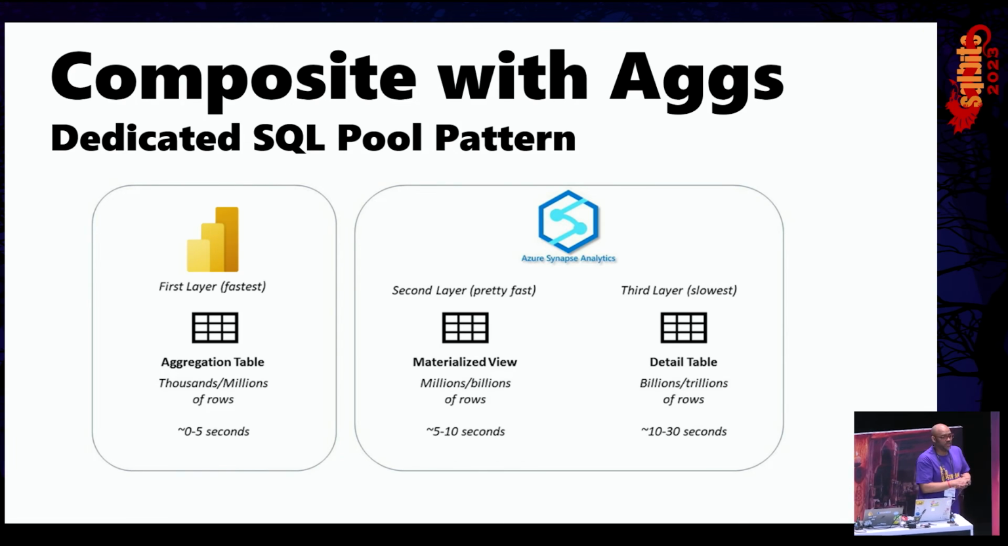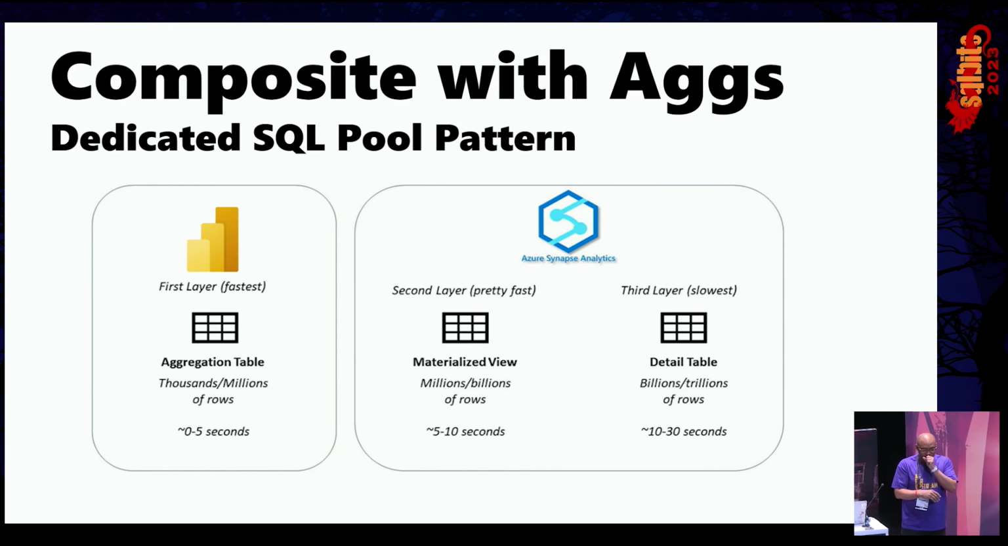So when you're working with a dedicated SQL pool, Adam, I think you talked about this already. This is the layering concept. This works with a dedicated SQL pool because I can add those materialized views that we created. They're really good if you have that 5 to 10 second SLA. But then that's when the manual Aggs come in, and I'll show you the final demo where we've implemented some manual Aggs. It's going to be super fast.